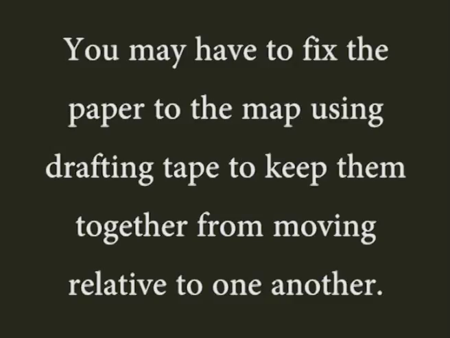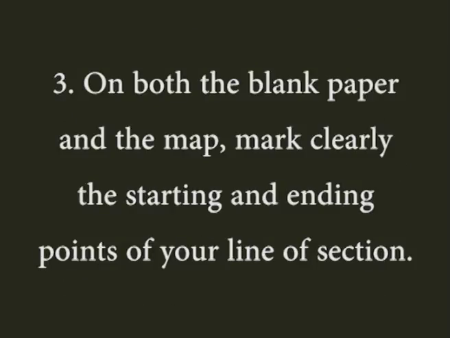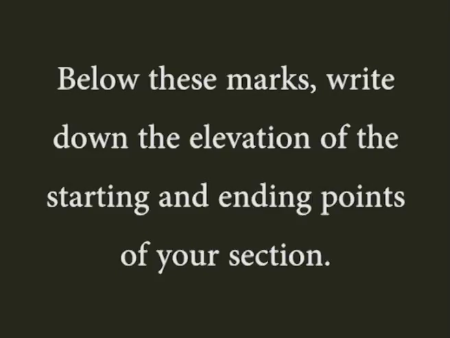You may have to fix the paper to the map using drafting tape to keep them together from moving relative to one another. On both the blank paper and the map, mark clearly the starting and ending points of your line of section. Below these marks, write down the elevation of the starting and ending points of your section.